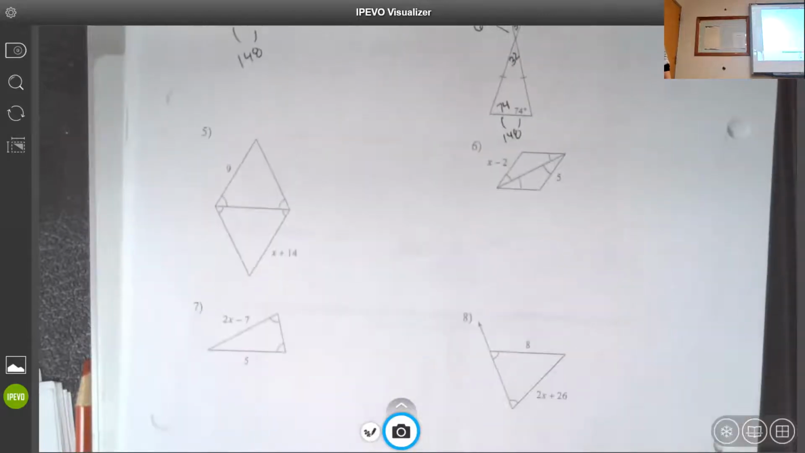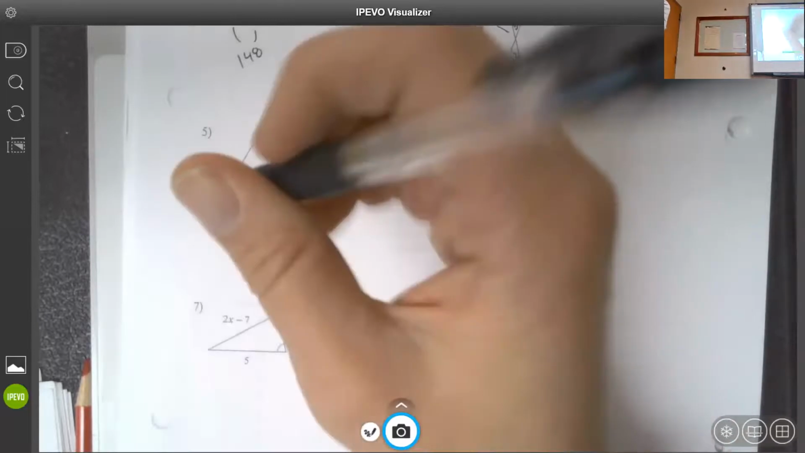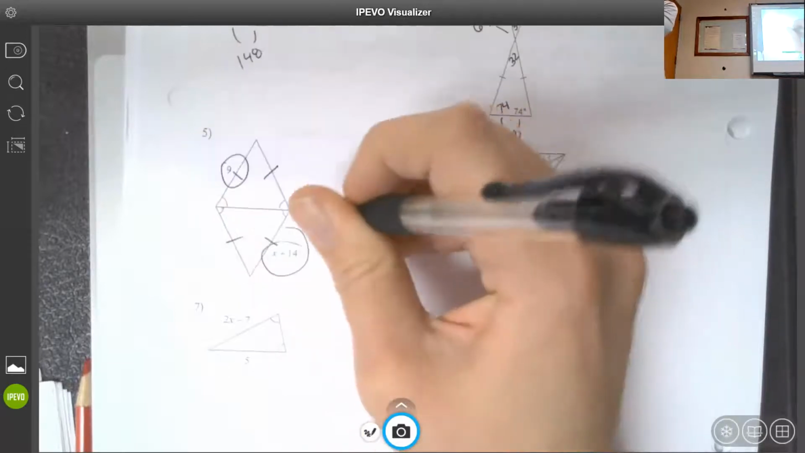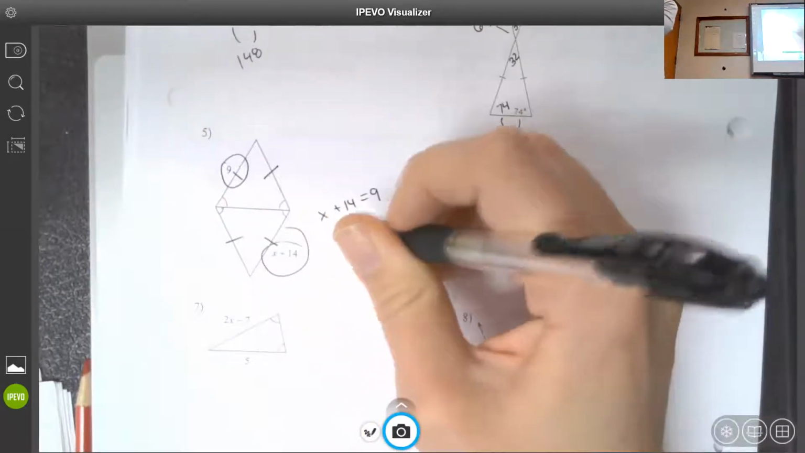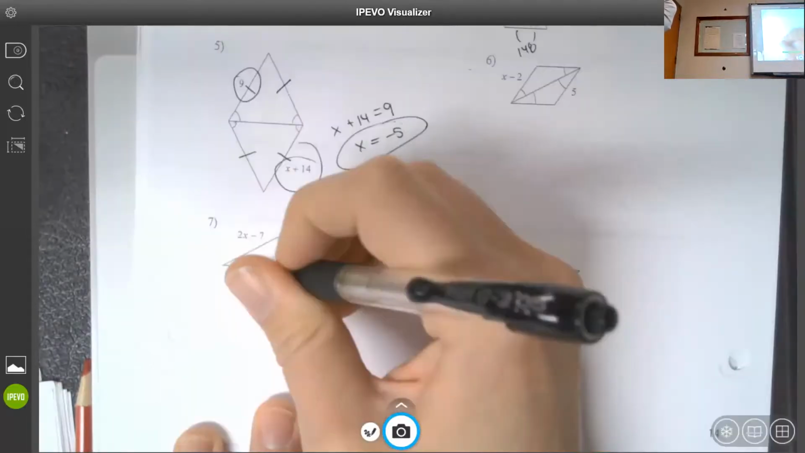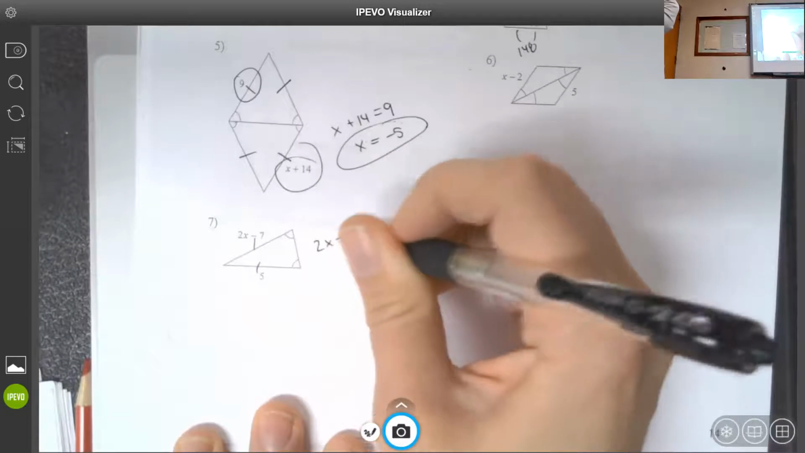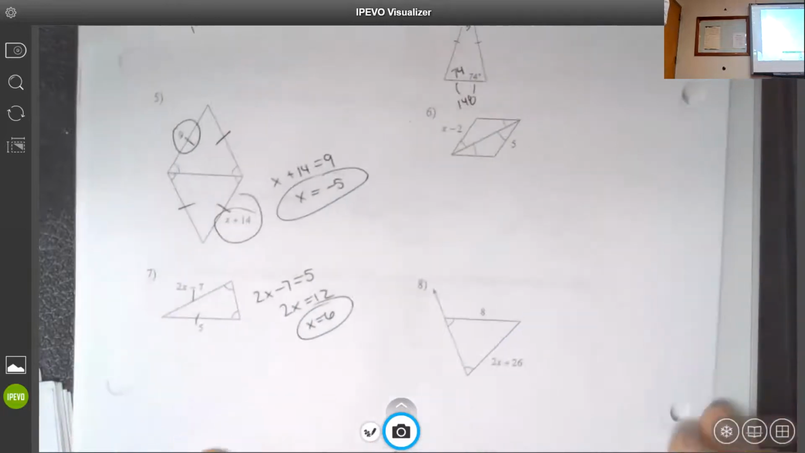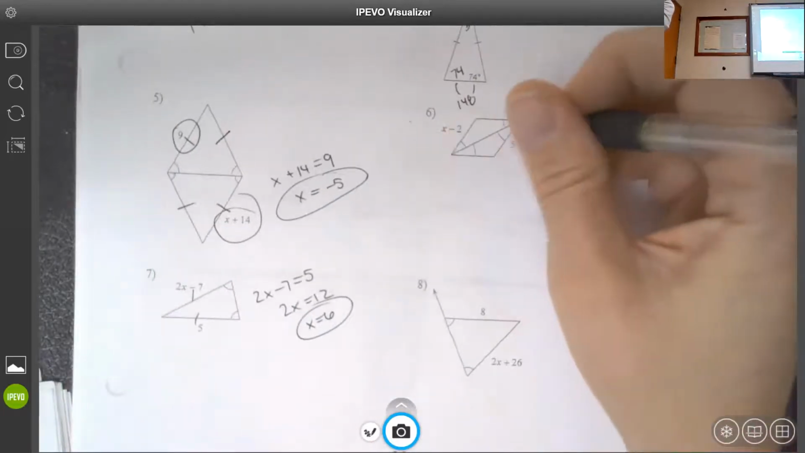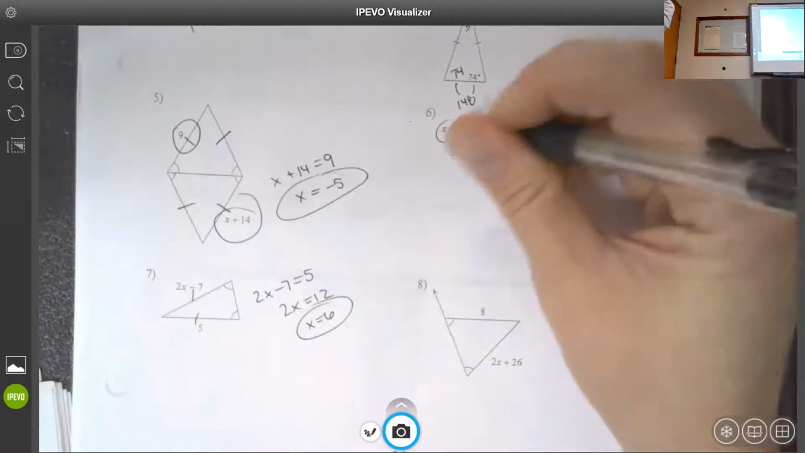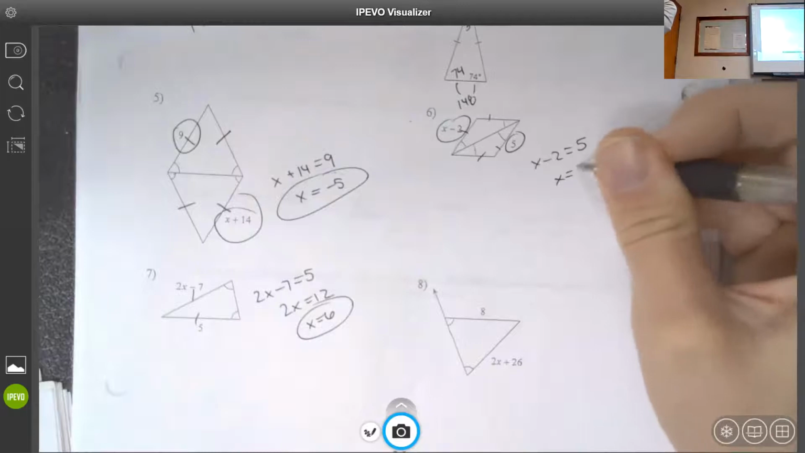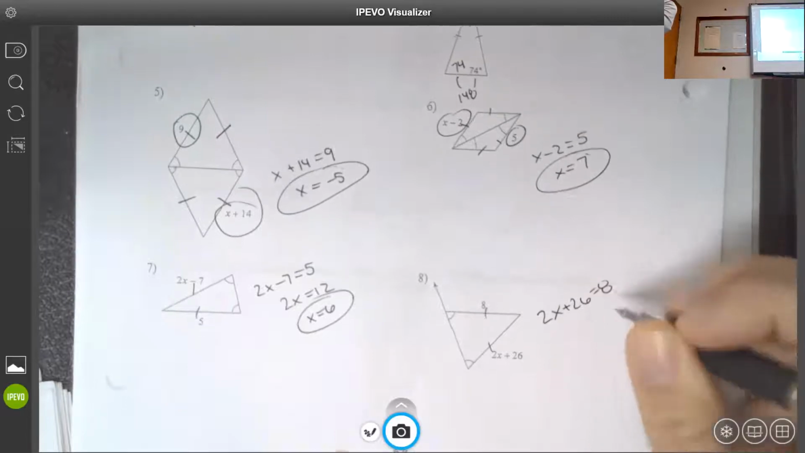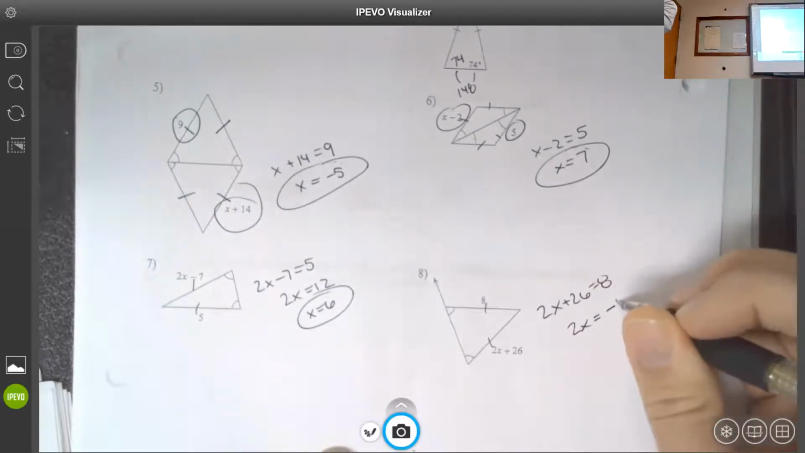Now 5 is similar to that funny one on our warm-up. So if angles then sides, if angles then sides, so this is showing that these two sides must be the same, and then x equals -5. 7, if angles then sides, 2x minus 7 equals 5, x equals 6. 6 again, so this is using if angles then sides, these sides must be the same. If angles then sides, -18.